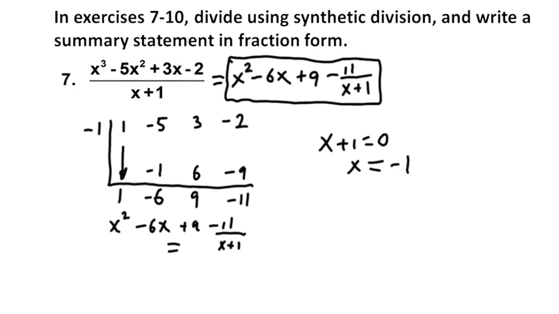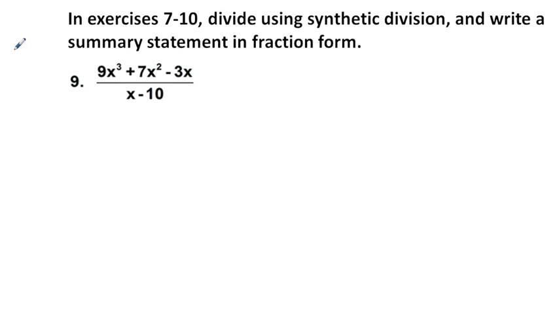Next is problem 9, where we have 9x cubed plus 7x squared minus 3x. And I'm also going to add plus 0, because we need to have the x to the 0 power place represented. We have x minus 10 is equal to 0, so therefore x equals 10.